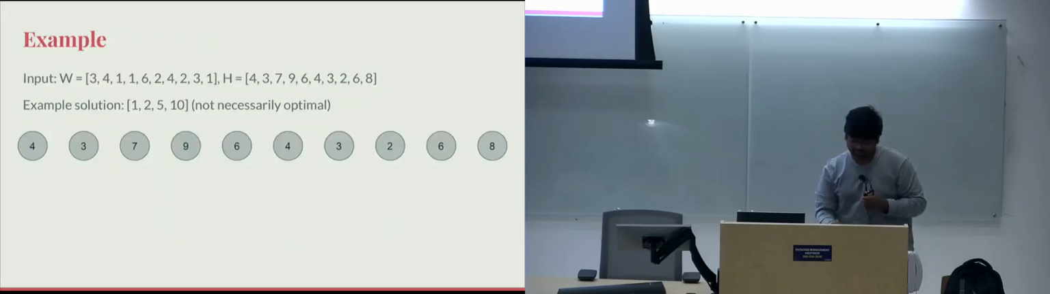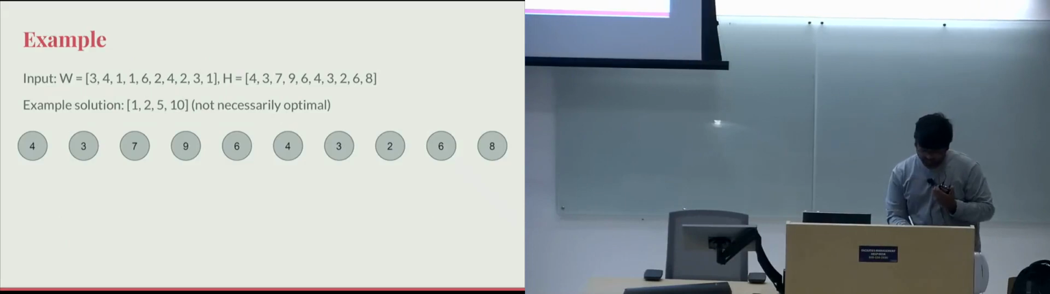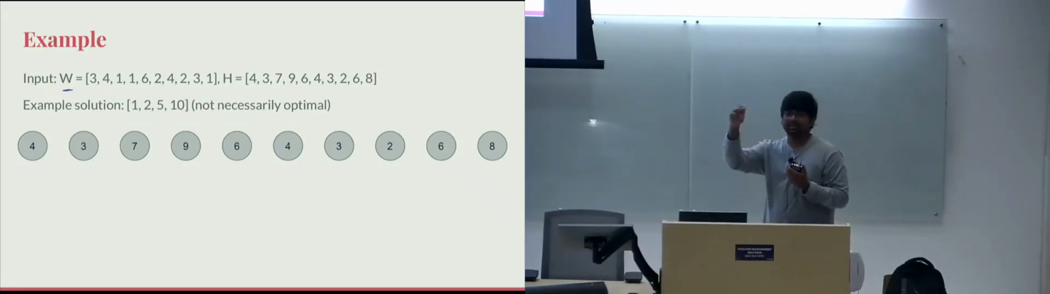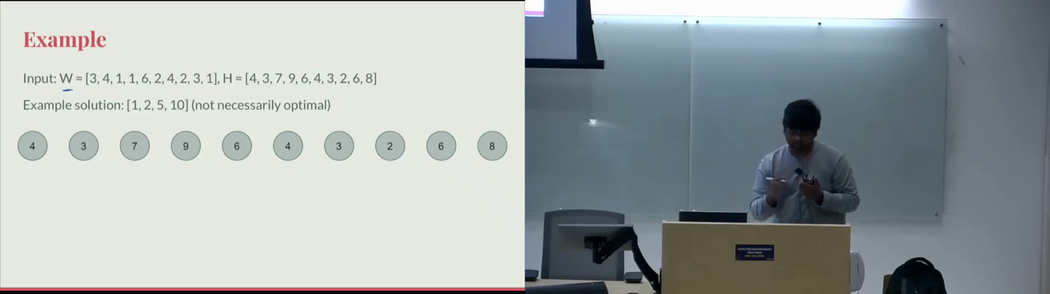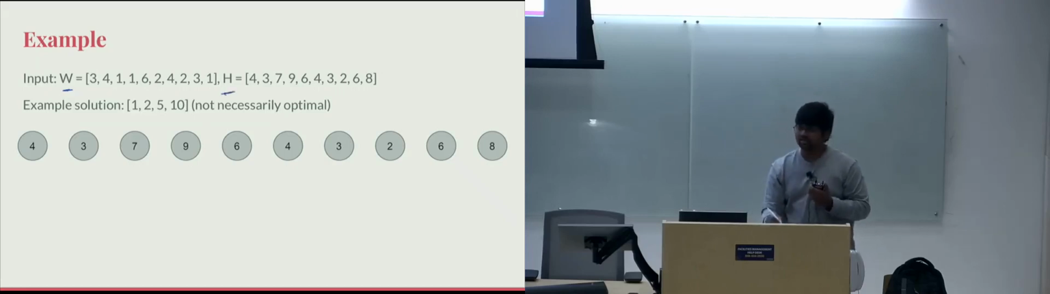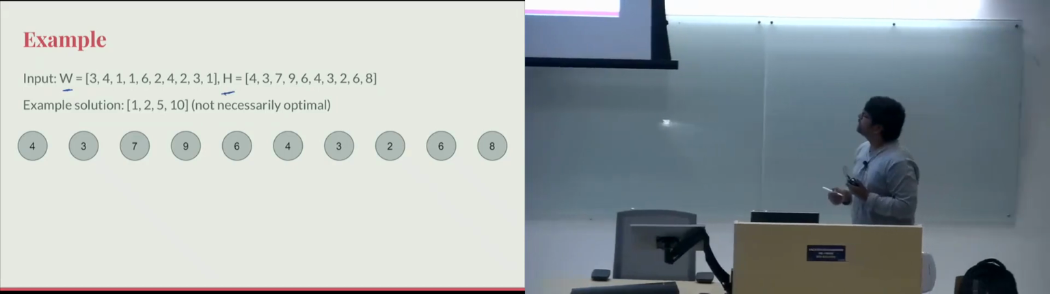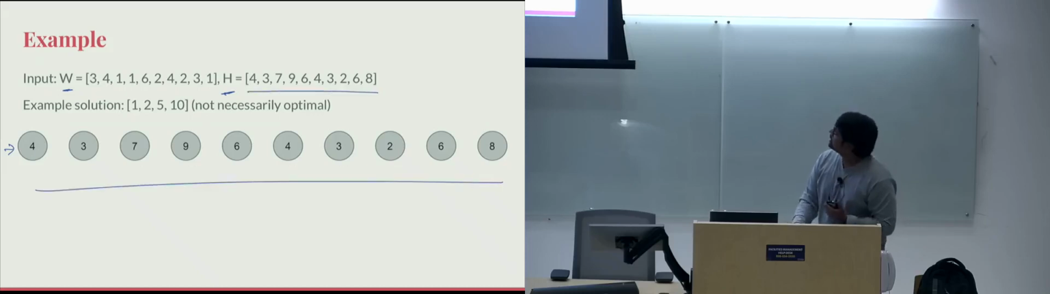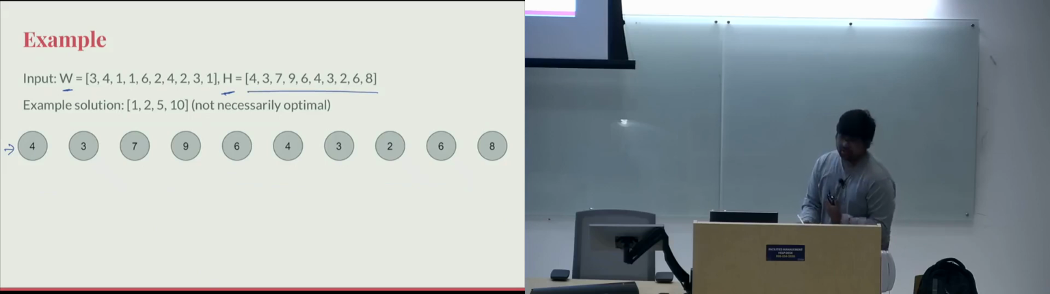So let's take an example so that it will be much clearer. W here is basically the number of levels that you can skip after defeating that particular monster. And H is basically the damage that you can take. So this list here is nothing but the damage here. You can see this and this thing are exactly the same, okay? So let's see how we can solve this problem.